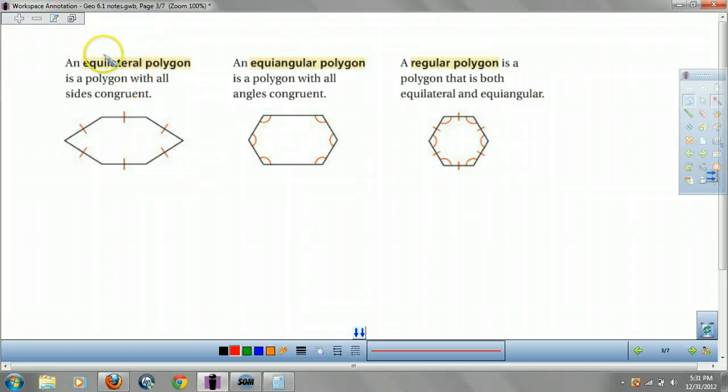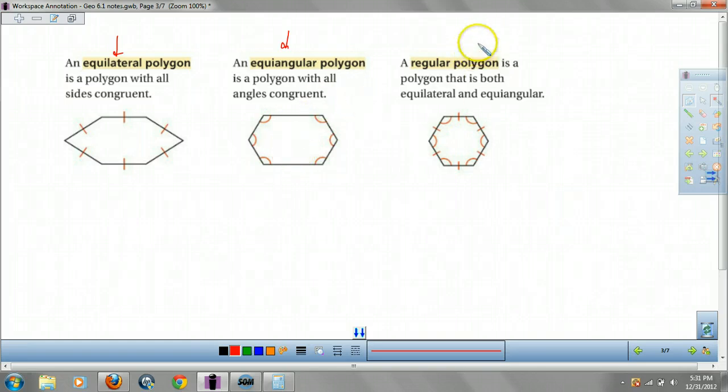Now, here are some definitions. Equilateral polygon: a polygon with all congruent sides. Every side is congruent. Does that mean I can say that it has equal angles? No. That's called an equiangular polygon, because notice how this angle is bigger than this one. It's not like a square or triangle. This one you have all congruent angles, but not all congruent sides.